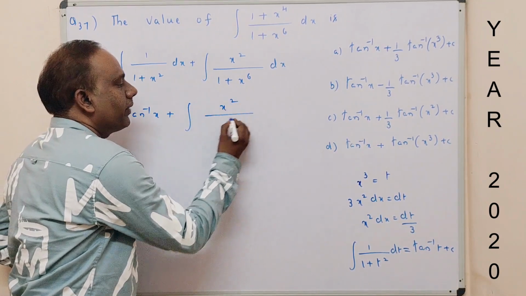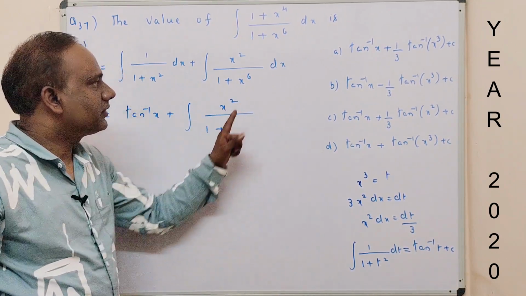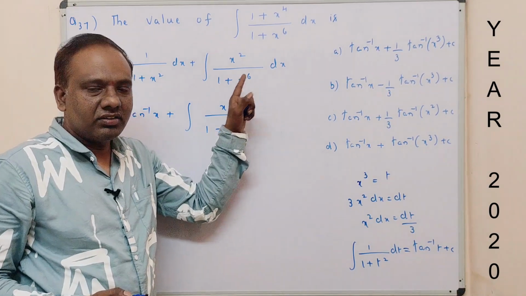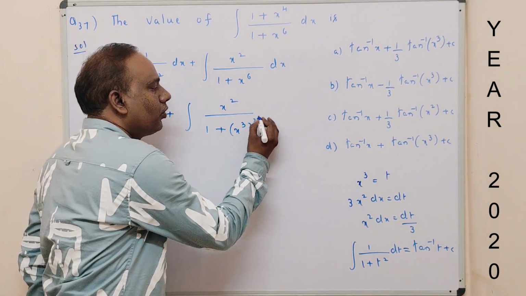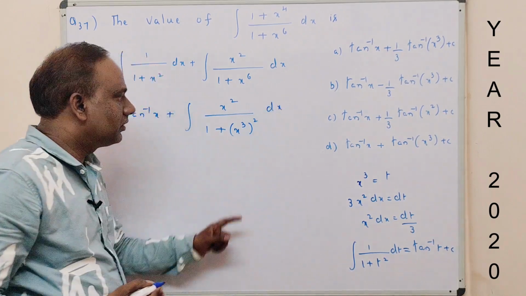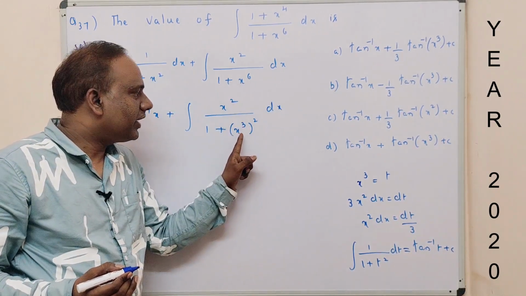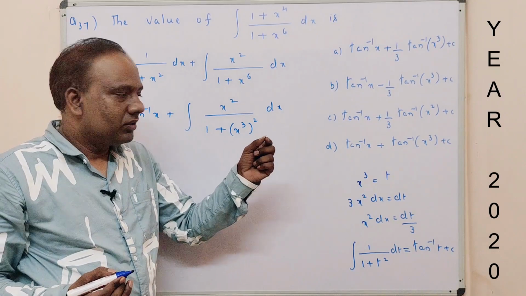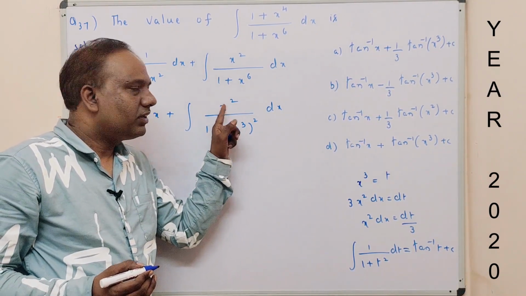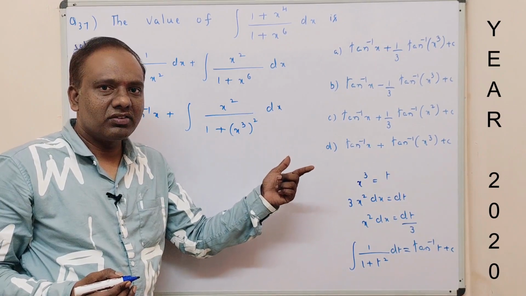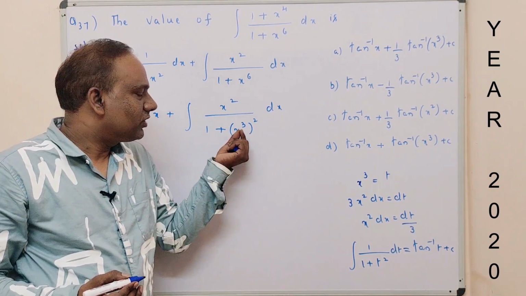the integration of x square by 1 plus x power 6. So x power 6 we can write as x cube whole square, into dx. So why can we write it so? Differentiation of x cube is 3x square into dx. So it is actually third degree.